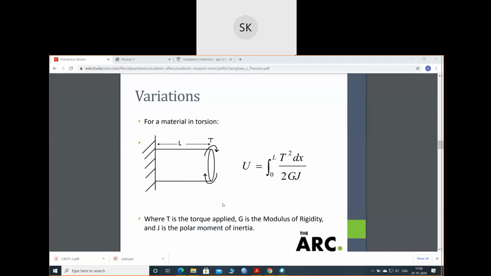So you've got I, moment of inertia. Now also go through the polar moment. What is polar moment of inertia and how to find the polar moment of inertia?